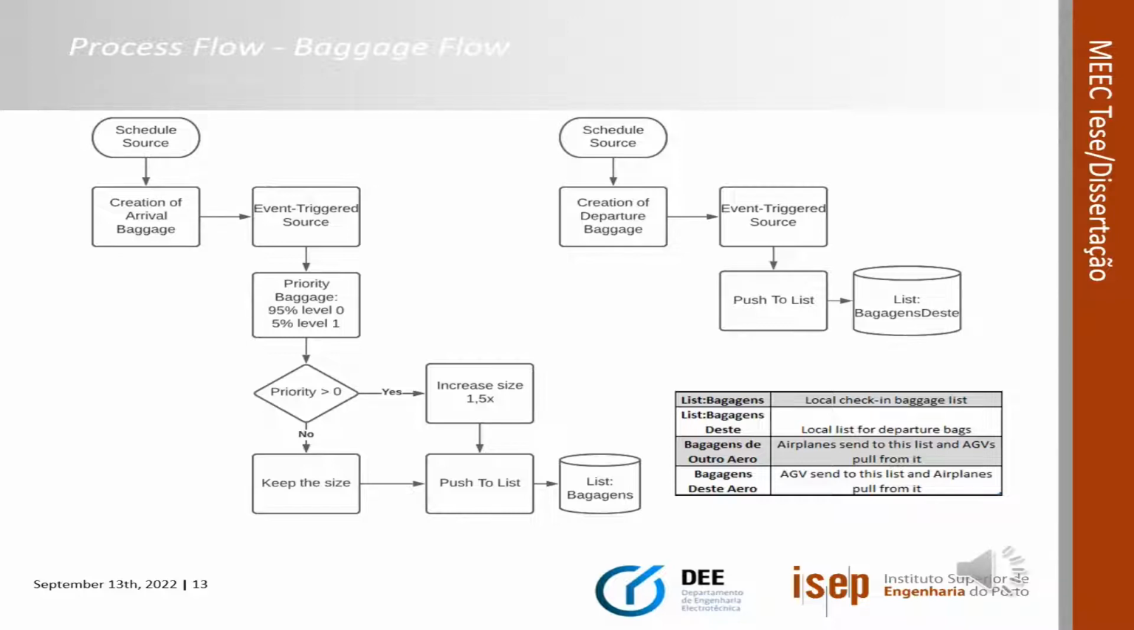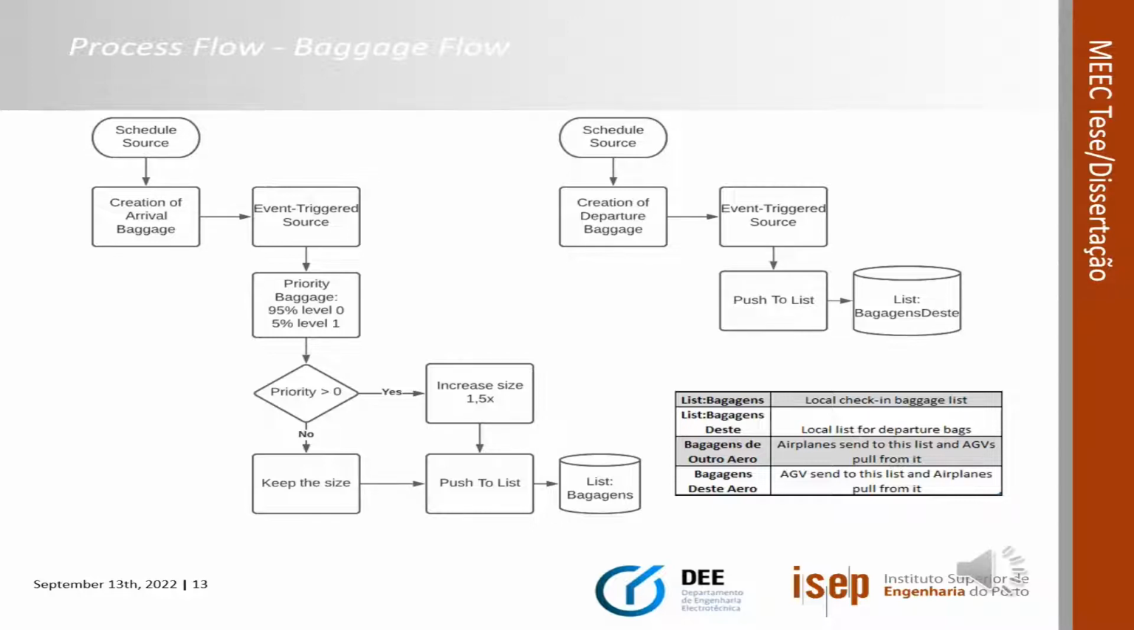When creating the baggages, a destination field is also used, which will be used by both AGVs and planes to know to which stand they must transport their baggages. Starting with the departure baggages on the right side, it was necessary to create them and send them to the local list "bagagens deste" whenever they appear in the terminal. While for the arrival baggages on the left side, it wasn't so simple.